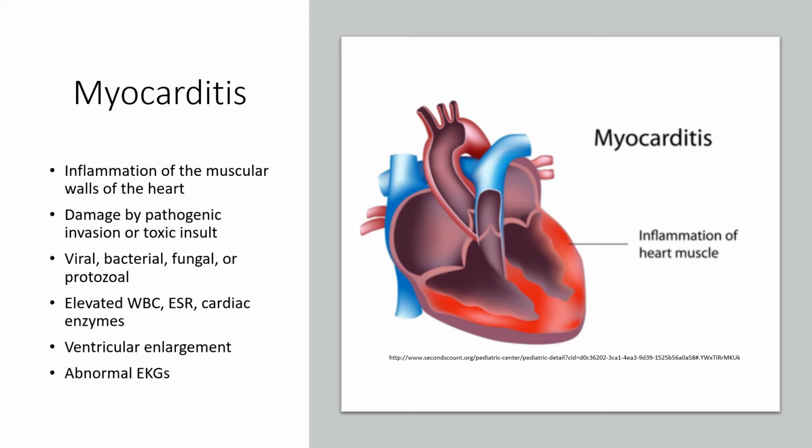And as these viral, bacterial, fungal, or protozoal pathogens are running rampant in the body, the patient may have an elevated white blood cell count. The immune system's elevated, so all the leukocytes are going to start to respond to try to help out, slow down this pathology. There may be an elevated erythrocyte sedimentation rate, and you may see some elevated cardiac enzymes such as troponin and creatine kinase, things that we've mentioned with the MI. One thing that you will notice with myocarditis is the ventricular enlargement and abnormalities of EKGs.